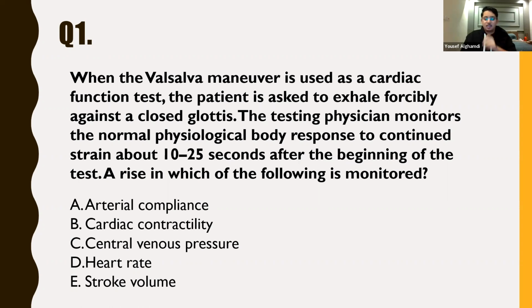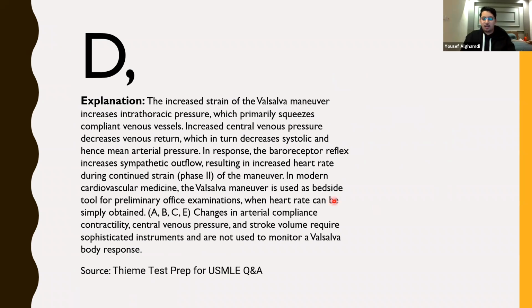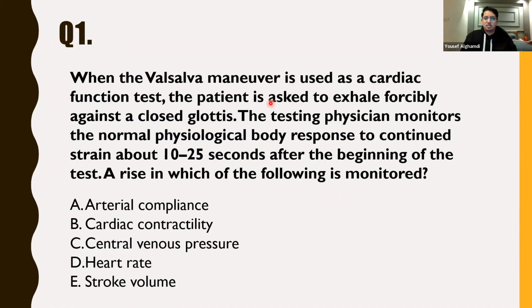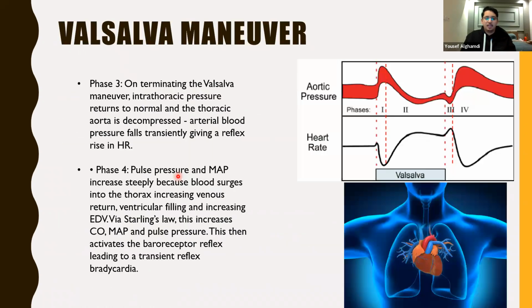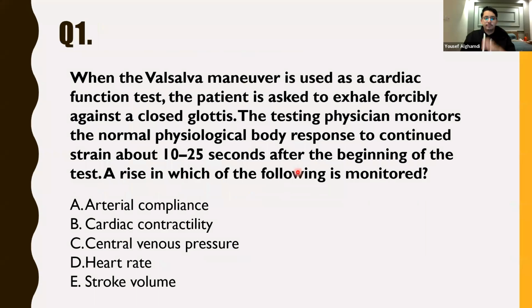Okay, so the correct answer is D, heart rate, right? So when the Valsalva maneuver is used as a cardiac function test, like I mentioned before, in the fourth phase, we use it as a cardiac function test. It's just the competence of your baroreceptor reflex. The patient has to exhale forcibly, closed glottis, testing physician monitors the normal physiological body response, continued strain of about 10 to 25 seconds. So the thing we monitor for always is the heart rate, because we want to see if the baroreceptor worked or not. So yeah, that's it for this question. D is the correct answer.